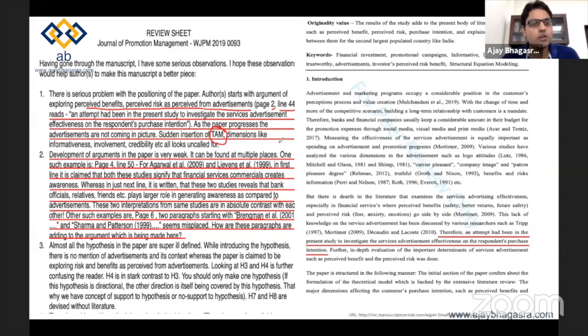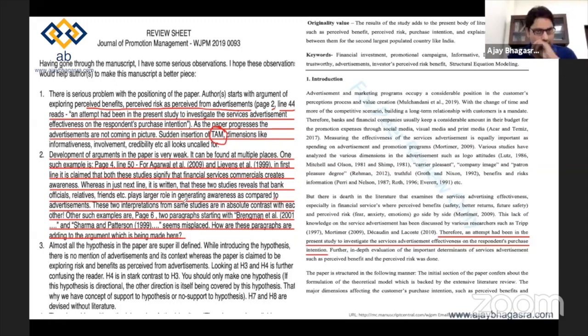Another thing, the development of argument in the paper is very weak. It can be found at multiple places. One such example is page 4, line 50 for Agarwal. In the first line, it is claimed that both these studies signify that financial services commercials create awareness. Whereas in the very next line, it is written that these two studies reveal that bank officials, relatives, friends, etc. play a larger role, which are contradictory to each other and quoted from the same paper. Right? What are you trying to tell me? You're confusing me. You will confuse my readers also. You need to rectify this.